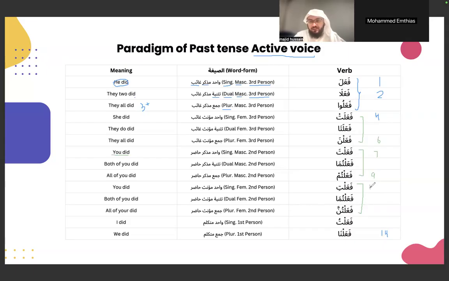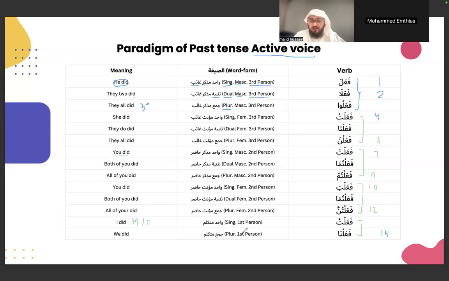This starts from 10 and ends at 12. And the last two are for the first person. فعلتُ, I did. Maybe a male person is saying this or a female person is saying this. It will be the same for them. فعلت.